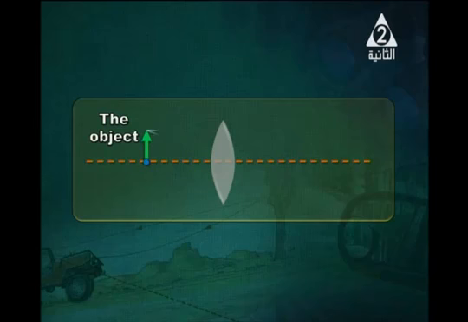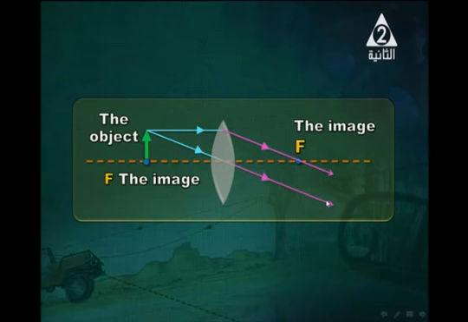Firstly, we draw the convex lens. Then draw the principal axis and the object. This object will send two rays. The first is parallel to the principal axis and the second passes through the optical center of the lens. The first ray is refracted passing through the focus and the second ray passes without any refraction. Here, there is no image formed by the intersection of the two refracted rays.